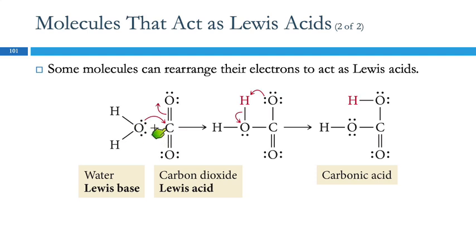Well, carbon doesn't have an incomplete octet. It has an octet. It's got 2 double bonds. What's going on? Well, it can rearrange its electrons. So one of the pairs of electrons in this double bond can move over to the oxygen, which leaves an empty orbital for oxygen to bring its electrons in. And then these electrons are going to say, hey, I'll share with hydrogen, and hydrogen gives its electrons back to oxygen. And so we end up with carbonic acid.